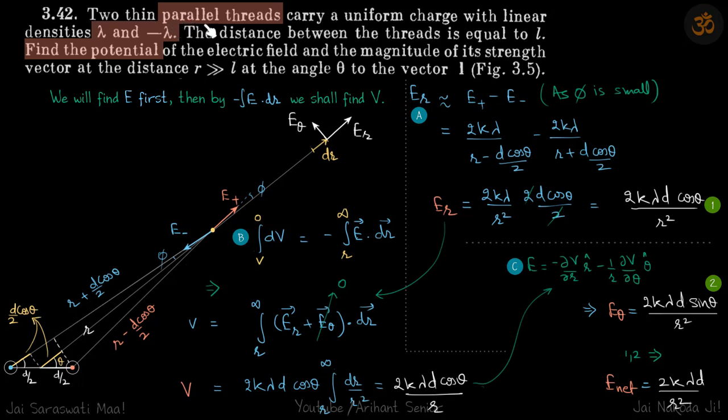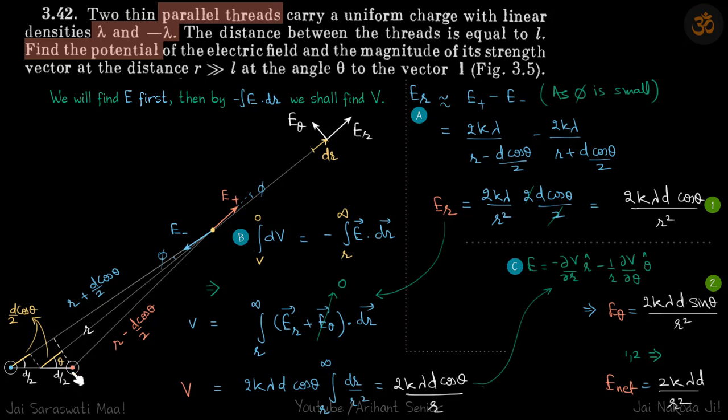We are given two parallel threads with the linear charge densities lambda and minus lambda, and we need to find the potential and electric field due to this combination of threads. So this is a 3D diagram. Both the threads are going inside the plane, or you can say both are coming outside the plane.